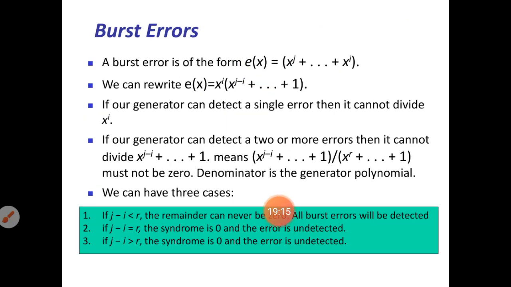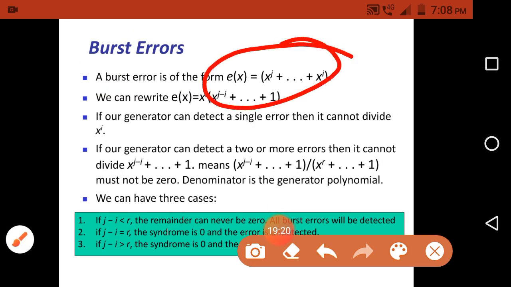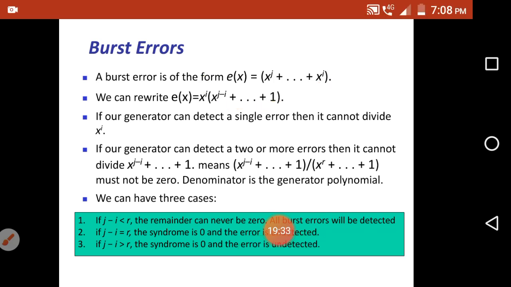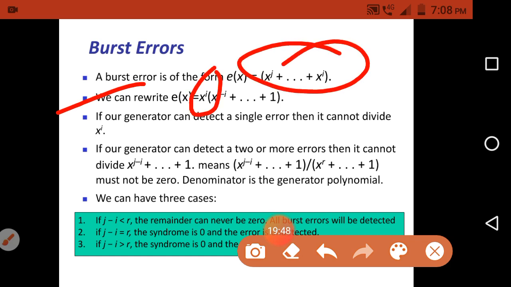That's why the burst error can be represented in this particular form. Burst error means two or more errors, so this equation contains two terms or more than two terms to represent the errors. This particular equation can also be rewritten. We can take the common term, that is, take out x raised to i from this equation.